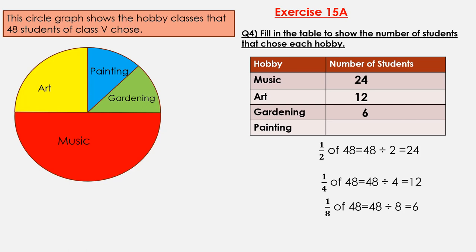Similarly, 1/8 of 48 students chose painting as their hobby. 1/8 of 48 equals 48 divided by 8 equals 6. So 6 students chose painting as their hobby.